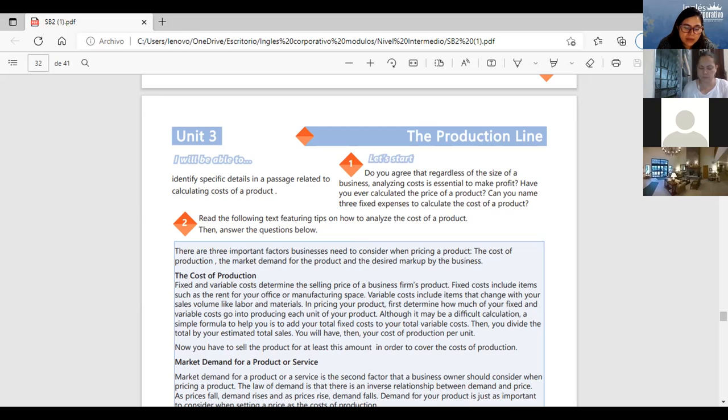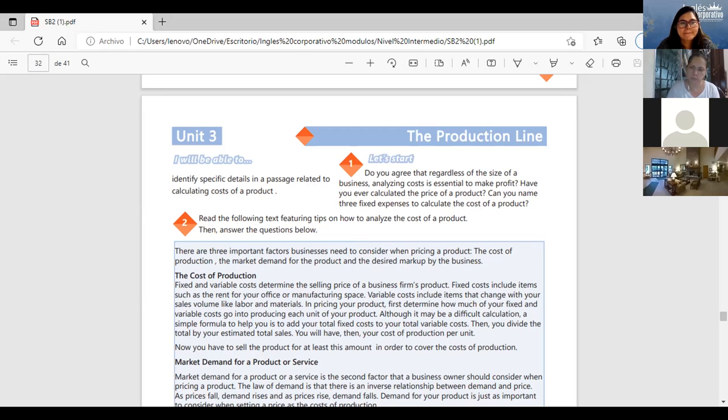Yes, first you have to calculate the costs, right? How much are you investing in the product? Remember that you have to take into account everything, right? Every single coin that you have spent in the elaboration or the production of your product. Once you have calculated everything, then you can say, this is my profit. If you don't know which are your costs, it will be very difficult to know which is your profit.